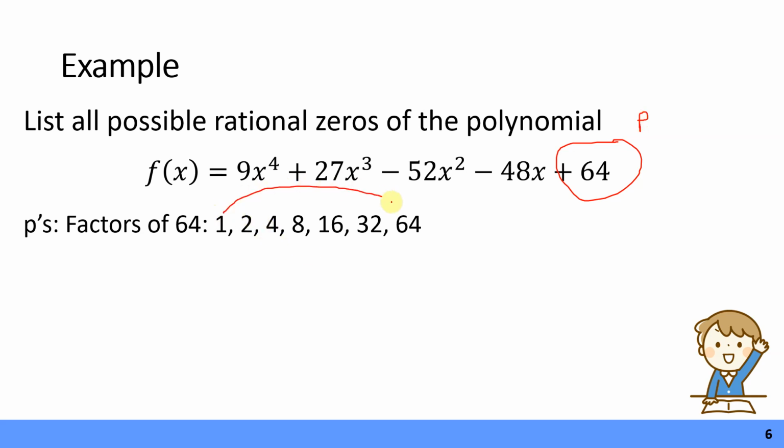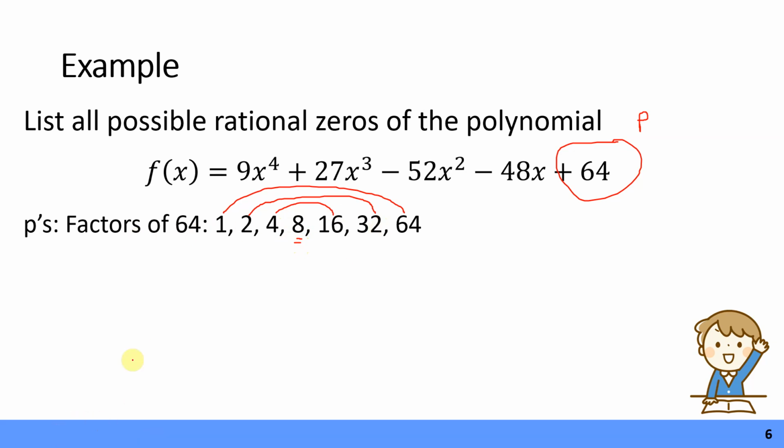So 1 times 64, 2 times 32, 3 doesn't go into 64, so I skipped it. 4 times 16. 5 doesn't go into 64. 6 doesn't go into 64. 7 does not go into 64. And then I find that 8 times 8 gives me 64. So that's where I stop. So those are all the factors of 64.